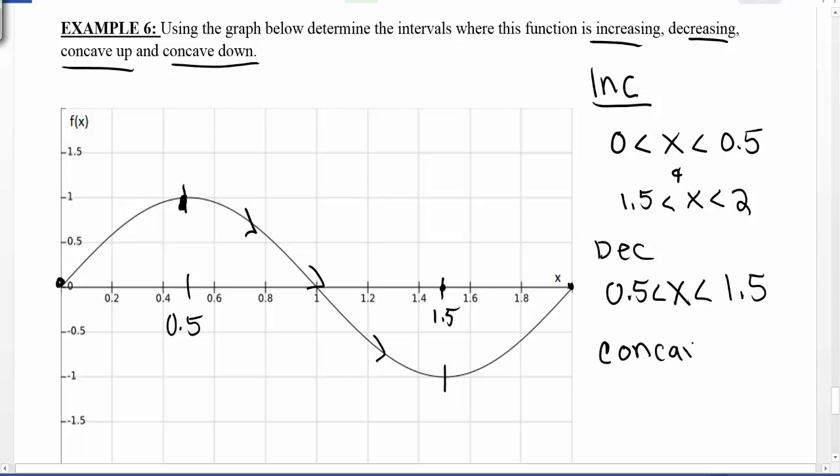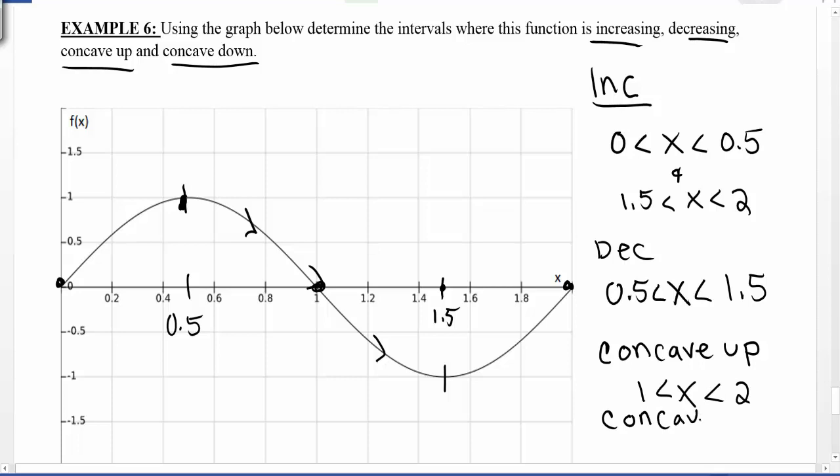First, let's look and see if we can figure out where this graph is concave up. Remember, concave up bends in the upward direction. It tends to look like a cup. So here, between 1 and 2, this particular function bends in the upward direction. So that means that for x between 1 and 2, our function is concave up.